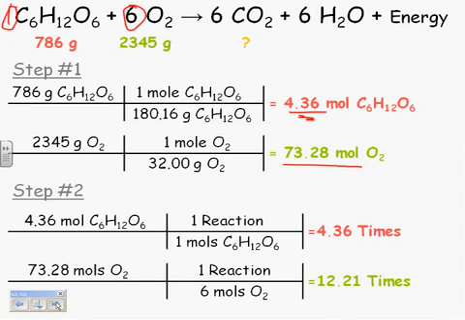That 6 right there is, oh boy, smartboard errors. That 6 right there is the same 6 as right there. I can run this 12.21 times before I run out of oxygen. So I'm definitely going to run out of glucose first. That is my limiting reactant.